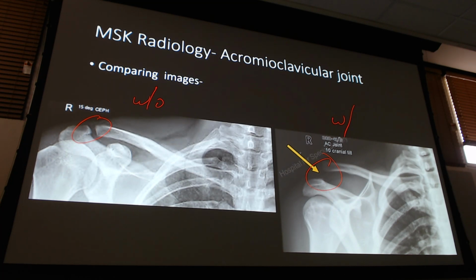So AC joints should always be bilateral and with and without weights. I cannot think of a situation where I would not order an AC joint with weights. Because you don't get a true evaluation. You will miss a significant injury if you don't do it with weights. So you do both.